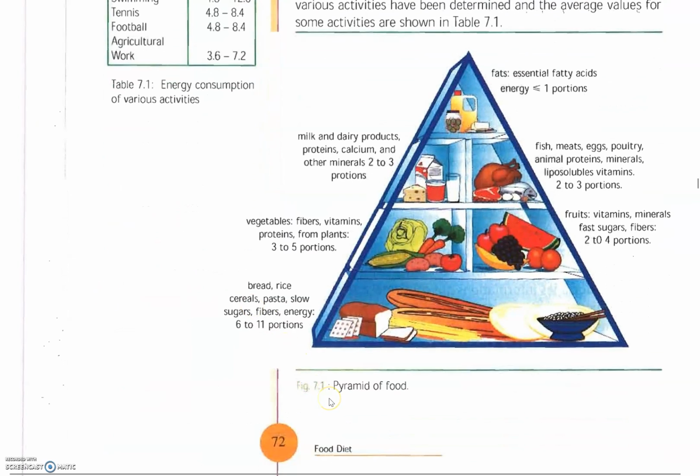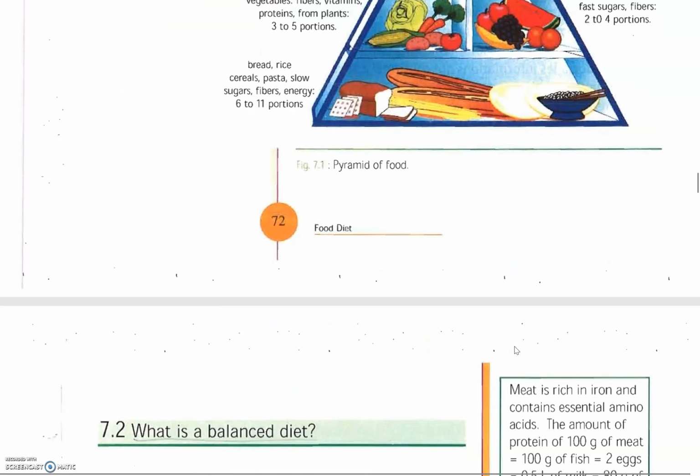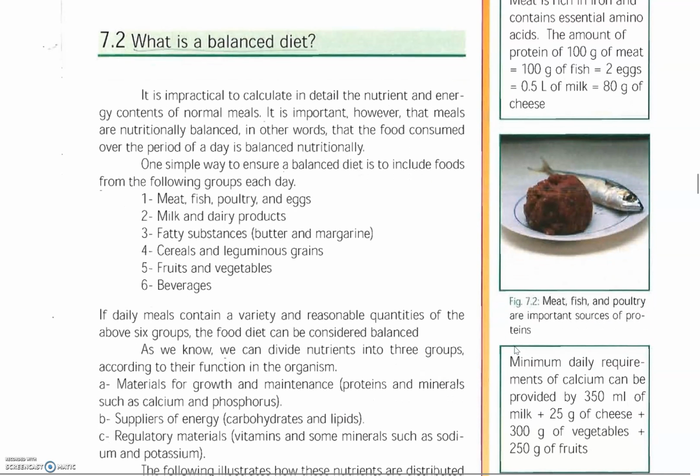The pyramid of food in this figure 7.1 is one model to represent how the diet should be balanced between the 6 different groups. It's not the only model, we should know that. For example, in this model we see that the carbohydrates are represented at the base as the highest proportion of our diet. This is not always the case in other healthy diets. So what is a balanced diet?